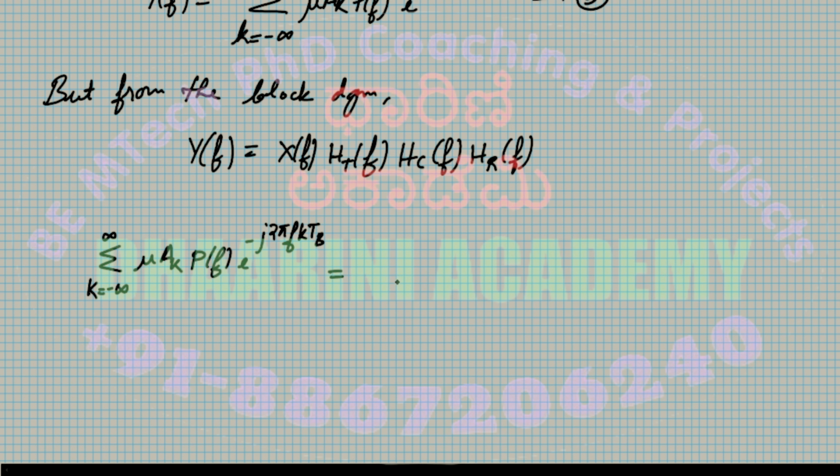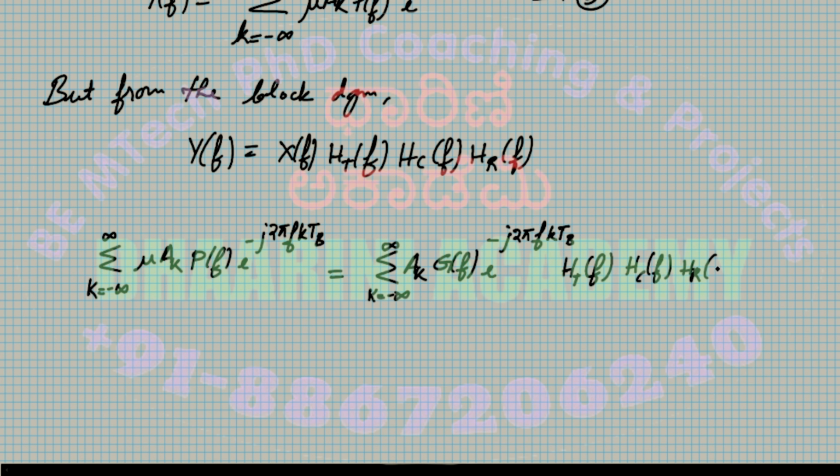That can be substituted as, once again, summation k is equal to minus infinity to plus infinity, ak, G of f, into e to the power minus j 2 pi f k times Tb, into the H. This is what I'm going to keep as it is. Ht of f remains as it is. I'll still substitute the Hc of f same into Hr of f.